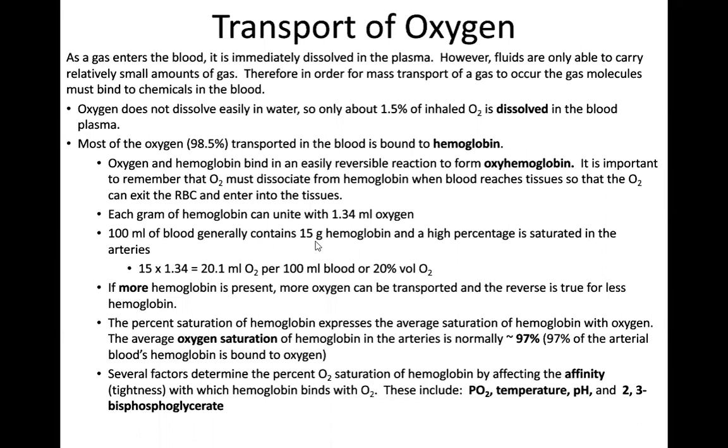If 15 was instead 18 or 20, what's going to happen to this number? Instead of saying 15 times 1.34, you say 20 times 1.34. It goes up, right? Pretty straightforward. If more hemoglobin is present, more oxygen can be transported, and the reverse is true for less. Let's say it's not 15, but it's 10. That number is going to go down, right? But this is kind of the average number, 15 grams.